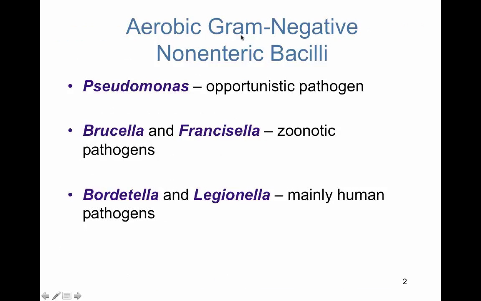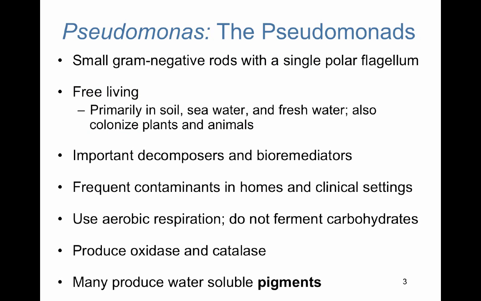Now, for the aerobic gram-negative non-enteric bacilli, first genus I will cover is Pseudomonas. Second group here, Brucella and Francisella. These are both zoonotic pathogens. And then third on the list, Bordetella and Legionella. And I will talk about the diseases associated with those two genera of bacteria.